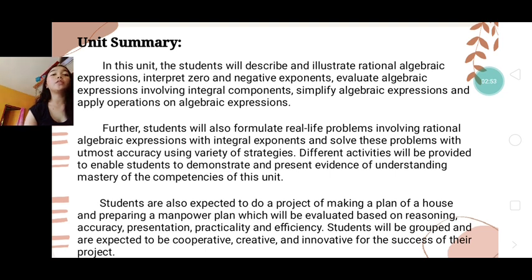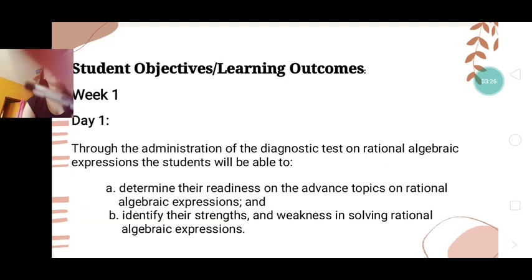Different activities will also be provided to enable students to demonstrate and present evidence of understanding and mastery of the competencies of this unit. Students are also expected to do a project of making a plan of a house and preparing a manpower plan, which will be evaluated based on reasoning, accuracy, presentation, practicality, and efficiency. The students will be grouped and are expected to be cooperative, creative, and innovative for the success of their project. Next, we have the student objectives or the learning outcomes.